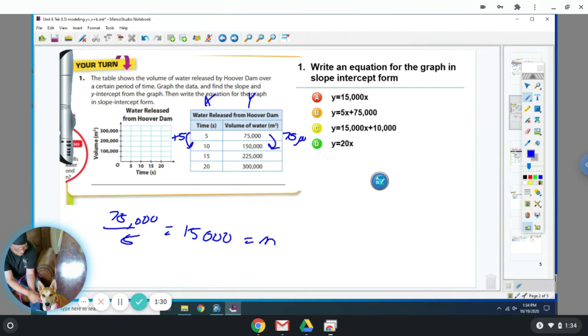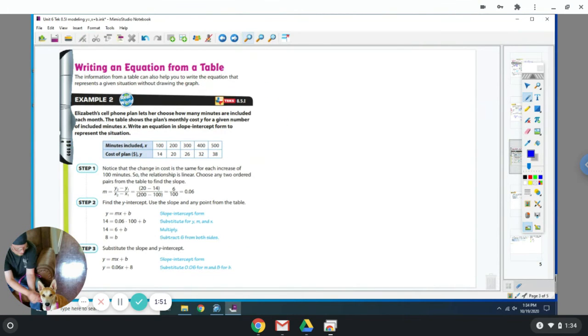So now we need to find our y-intercept, our b. Every time x goes up 5, y goes up 75,000. So we're going to have to subtract 5 to go down to 0. That means you subtract 75,000, and you actually go down to 0 as well. So it means my y-intercept is 0. So there's no y-intercept. So the equation will be A. All right.